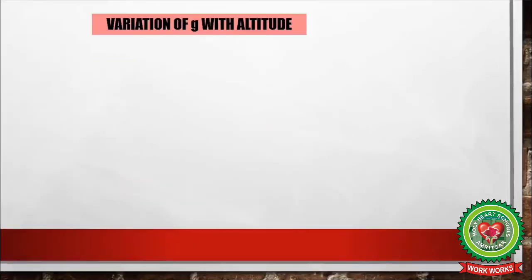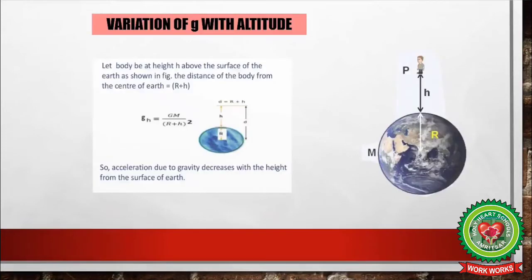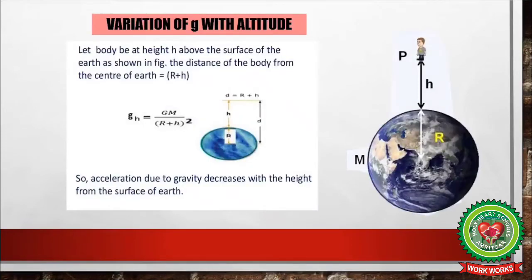Next is variation of g with altitude, meaning how acceleration due to gravity changes with change in height. Students, let a body be at height h above the surface of earth as shown in the figure. You can see here also, suppose a person is at a certain height h from the surface of earth. The distance of the body from the center of earth is R plus h.